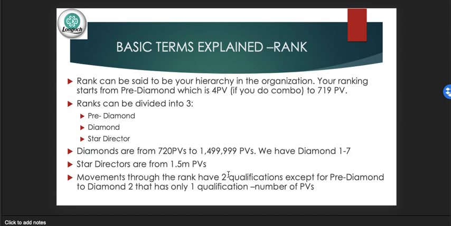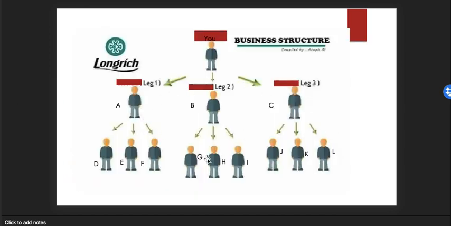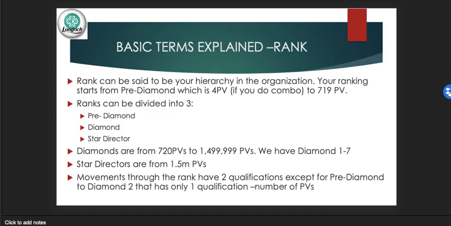Movement through the ranks has 2 qualifications, except for pre-diamond to diamond 2. From pre-diamond to diamond 2, you have only 1 qualification, which is number of PVs. So if your entire team is totaling up to 1680, then we'll see you as a diamond 2. That's the highest you can go with total PVs without any other condition. So don't forget, movement through the ranks has 2 qualifications, except for pre-diamond to diamond 2, which has 1 qualification, which is number of PVs.